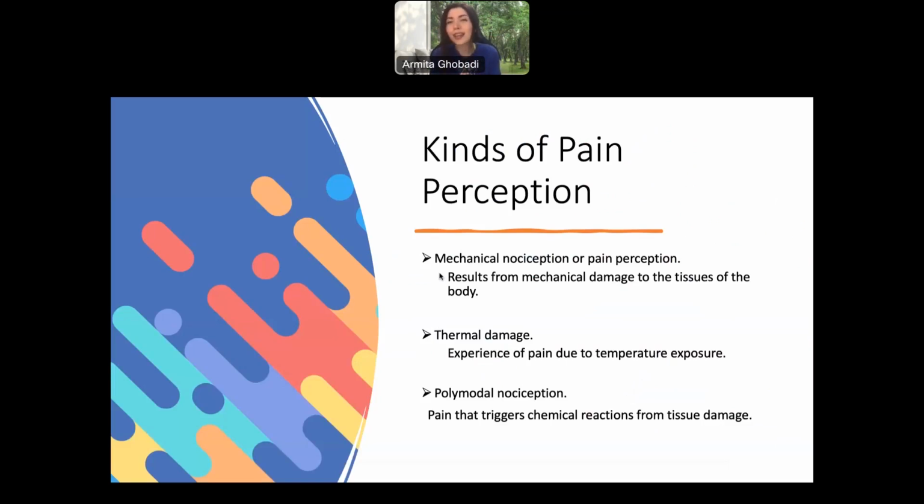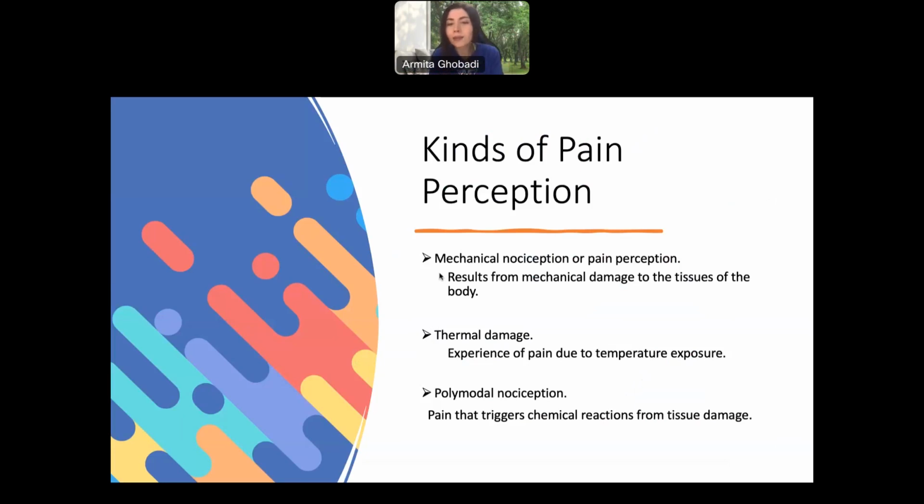Another way of pain perception is thermal damage. Whenever you are touching a hot surface, it is bad, right? We don't like that. But again, you're going to cause pain by temperature, because the temperature was just very hot. So this happened to you.